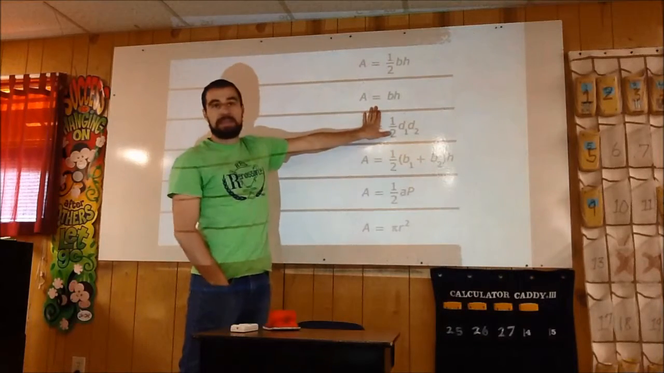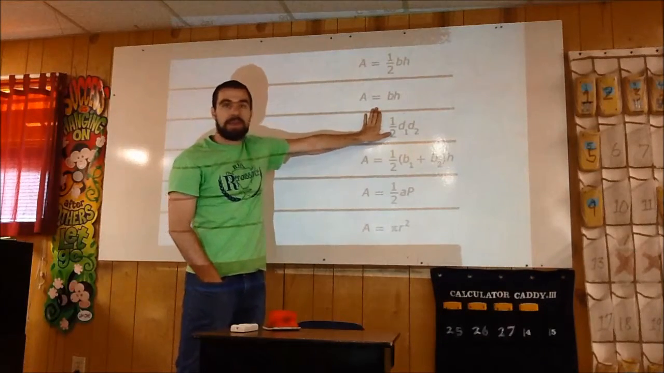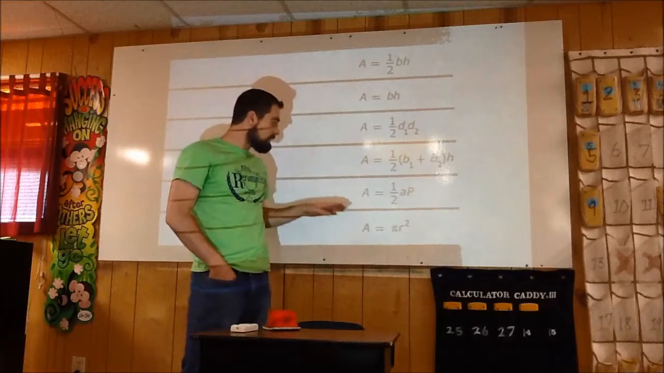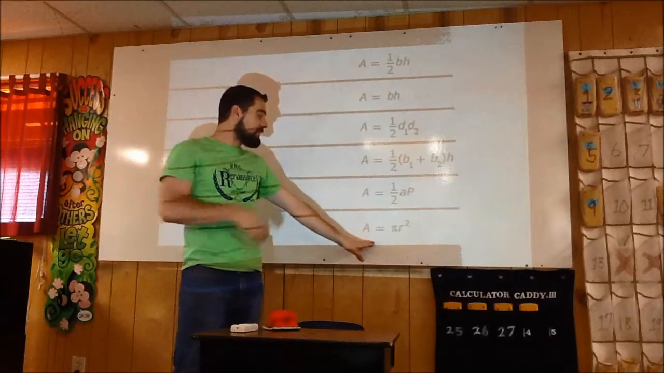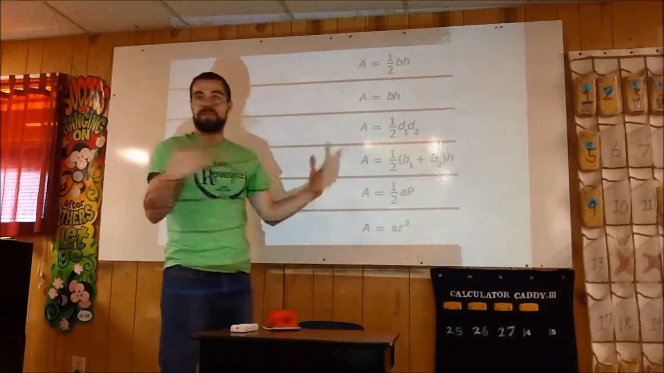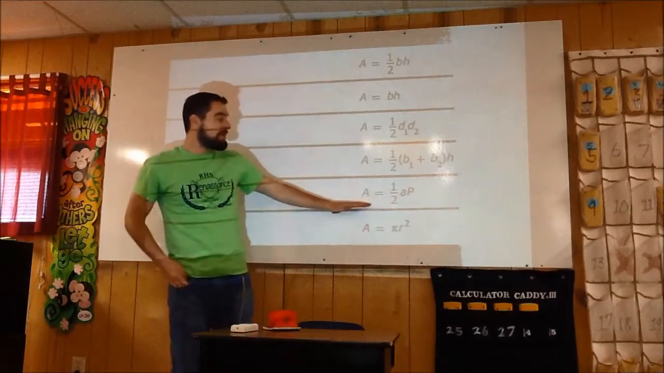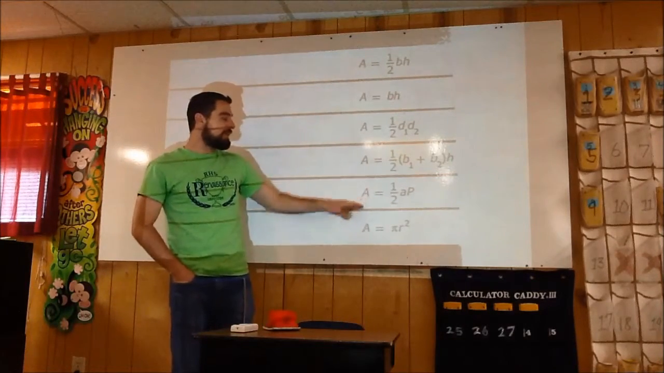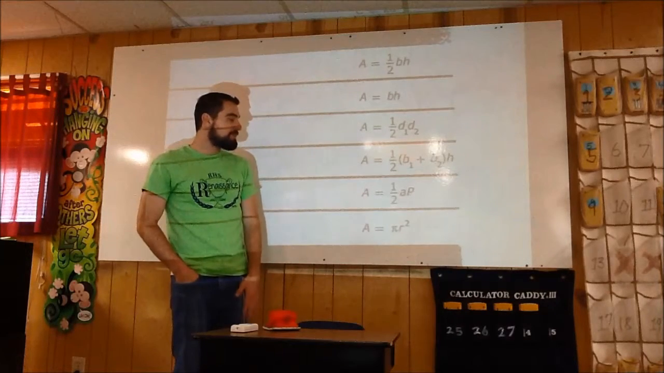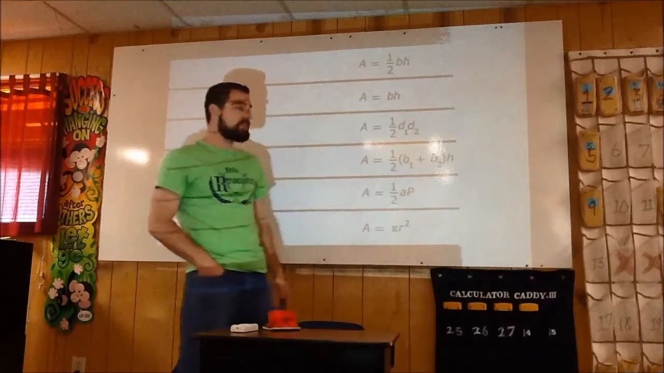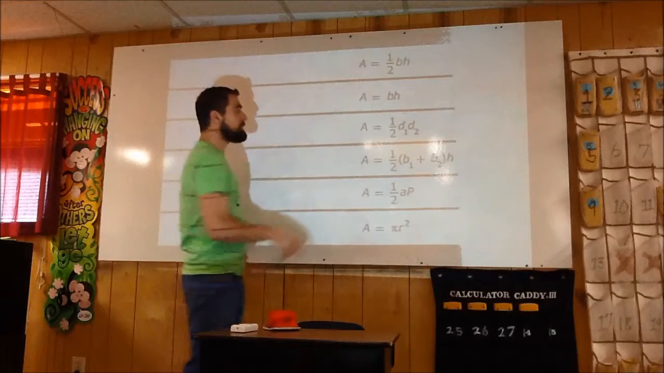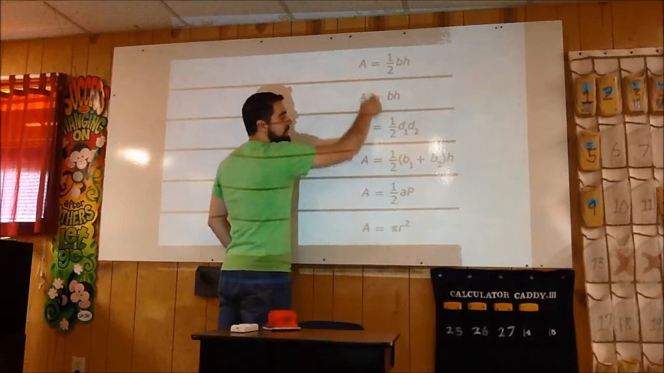Area of a rectangle, base times height. We've seen that even in grade school, middle school. We've dealt with area equals pi r squared. We've done it in this class. You've also seen it in previous classes. And then we shed some light on this 1/2 times apothem times perimeter, and doing that with the regular polygons. So these 3 is what we're going to focus on.